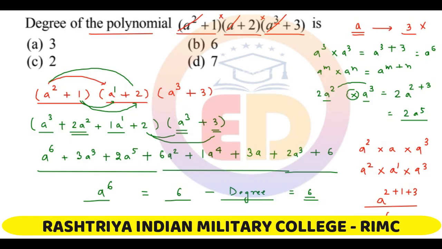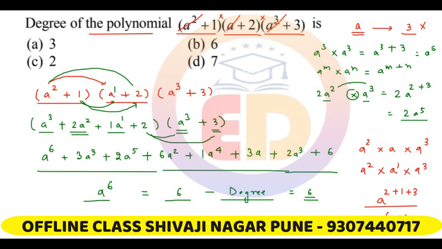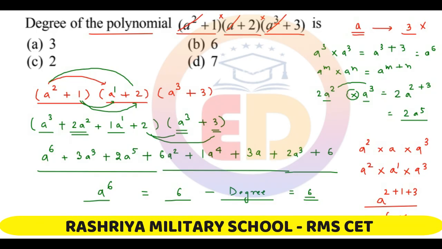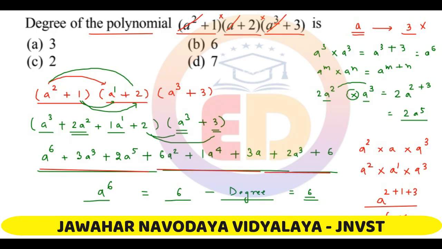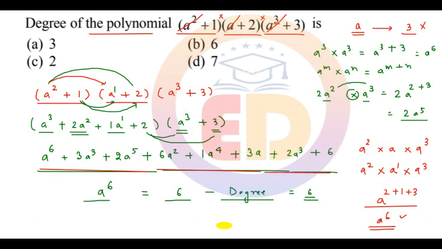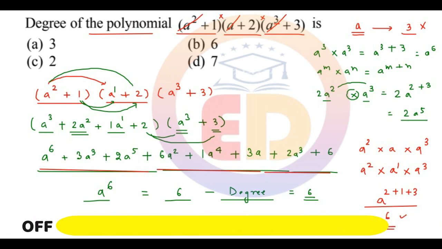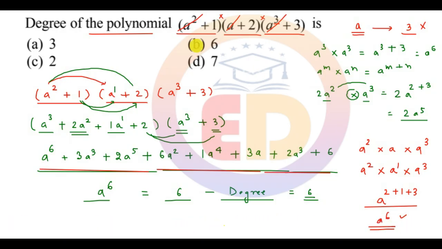Now this was the easiest way of finding the degree, or the highest power of the variable. But if the question turns complicated or twisted, the longer method will help you get the right answer. Otherwise, if the question is simple, you can directly multiply the variables and find the direct power of a, which is 6, which gives the degree, option number B.